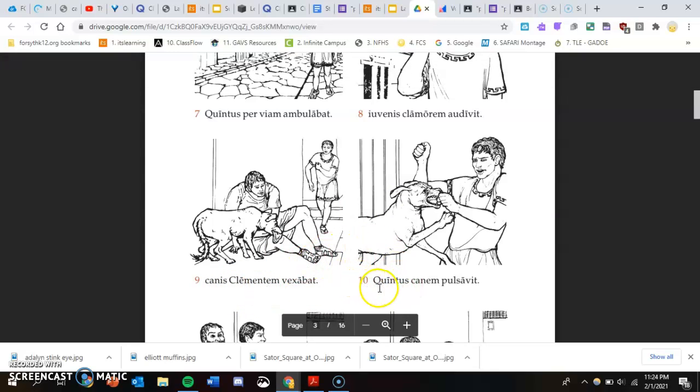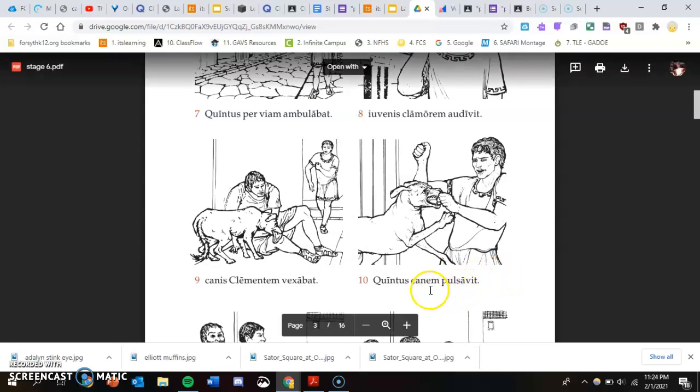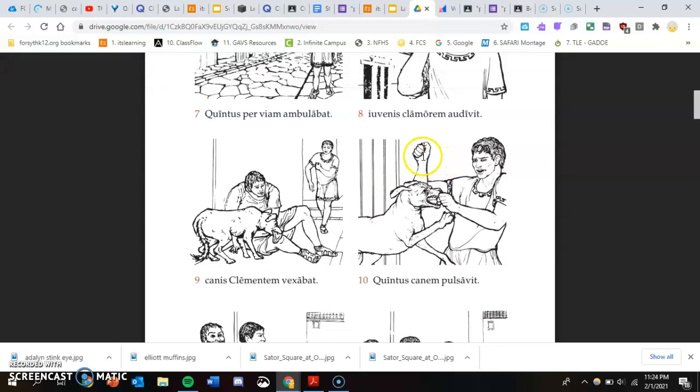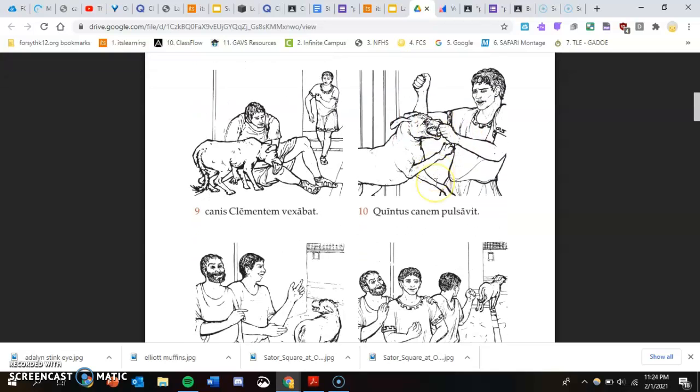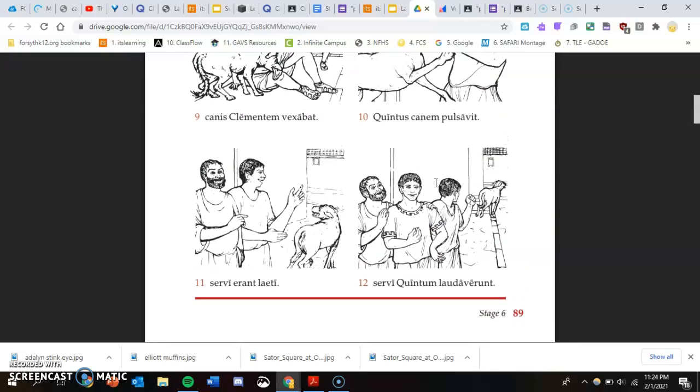Number 10, Quintus canem pulsavit. Quintus punched the dog, beat the dog, struck the dog. In the original version of this textbook, he's actually holding a club. But due to the complaints by animal rights groups, they felt that this glorified abuse, so they just had him punch him instead, which I think is way better. I think that fixed the problem.